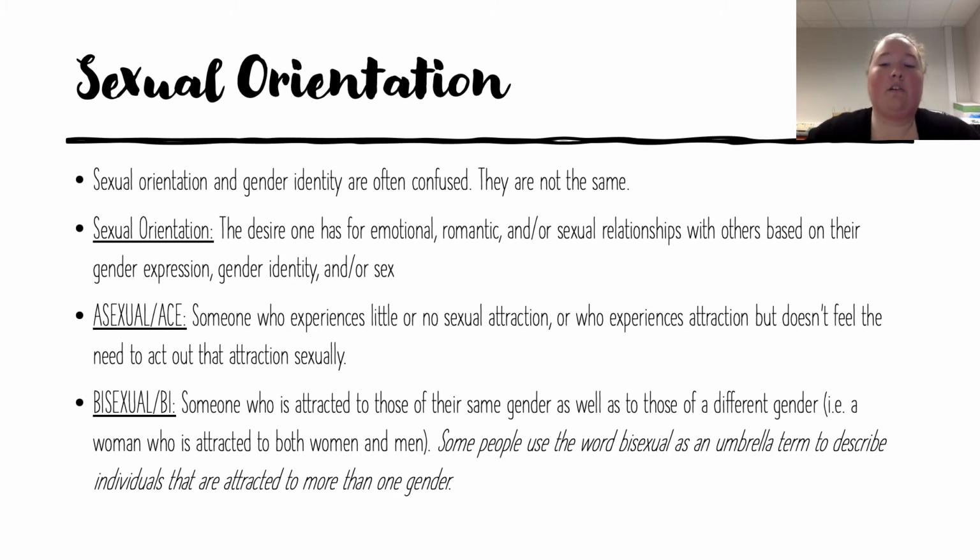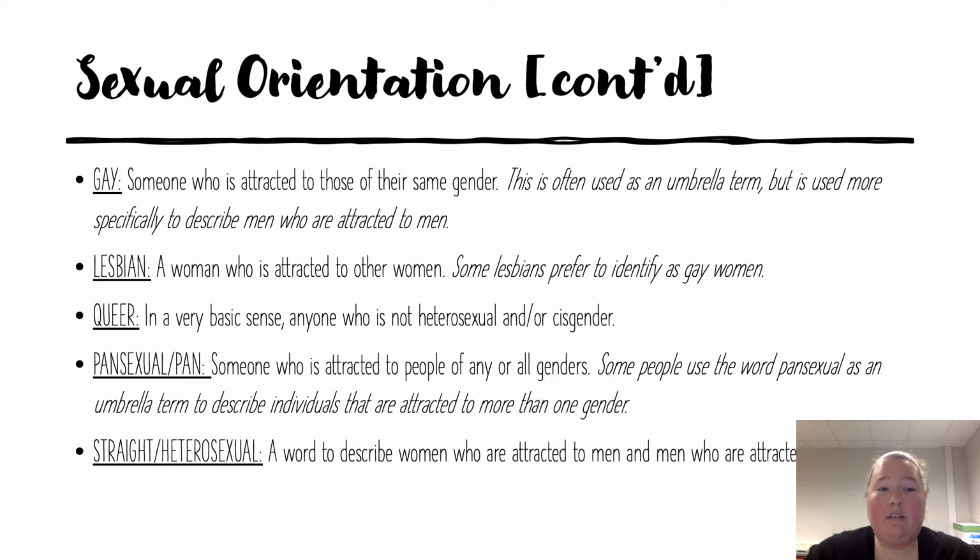Asexual, or ace, refers to someone who experiences little to no sexual attraction but doesn't feel the need to act on that attraction in a sexual way. Bisexual, or bi, refers to someone who's attracted to those of their own gender and those of a different gender. Sometimes bisexual is used as an umbrella term to describe individuals who are simply attracted to more than one gender. The term gay is used to describe someone who's attracted to those of their same gender. It's more commonly used to describe men who are attracted to men, but it can be used to describe women who are attracted to women. More commonly, women who are attracted to women describe themselves as lesbian.